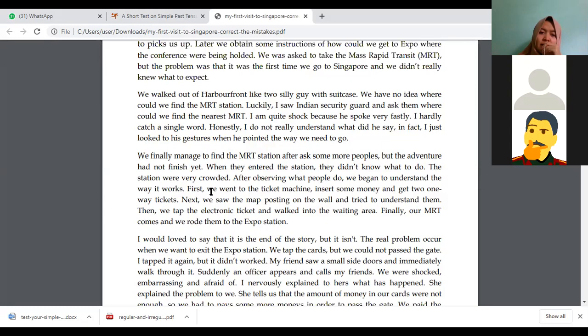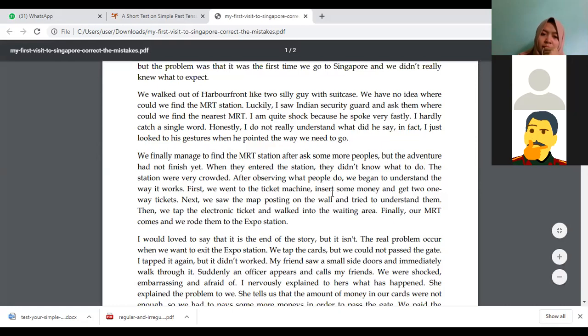Next, first we went to the ticket machine, insert some. Is insert correct? Insert some money and get a one-way ticket. First we went to the ticket machine and we inserted and got a one-way ticket. Next, we saw the map posting on the wall and tried to understand them. Then we tapped the electronic ticket and walked into the waiting area. Finally, our MRT came and we rode them to the expo station.